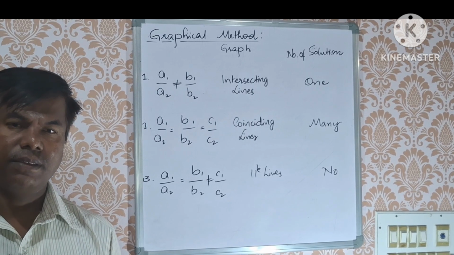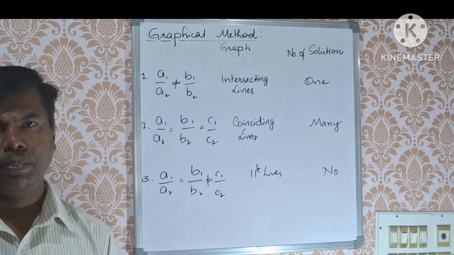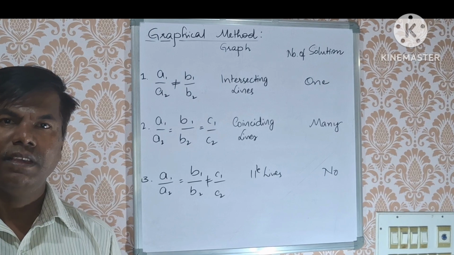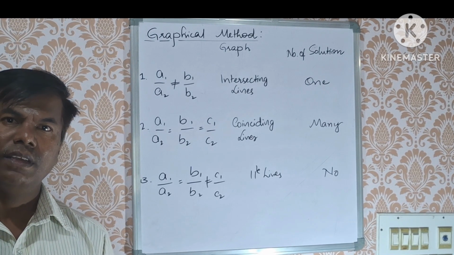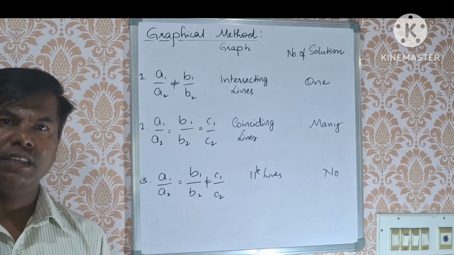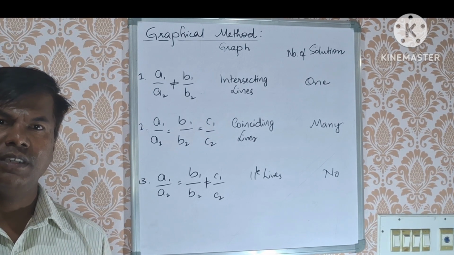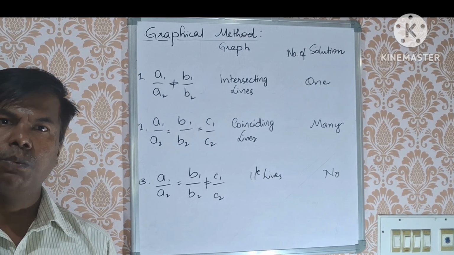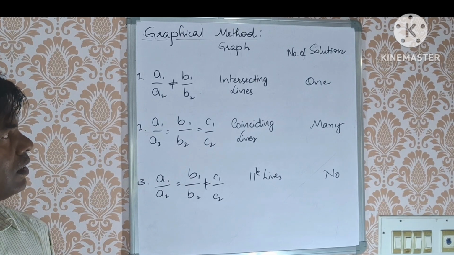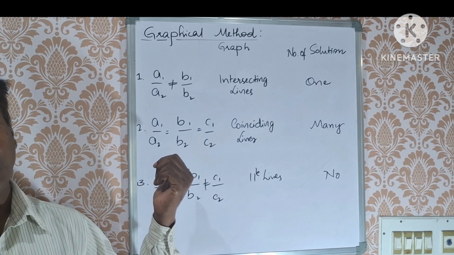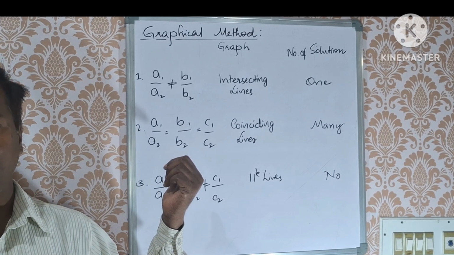Now let us discuss the first method, the graphical method of solving a pair of linear equations. What is the graphical method? Here we draw the graph, and looking at the graph we find the solutions. Before drawing the graph, there are some conditions by which we can know what kind of lines we can obtain. See, in this pair of linear equations, a1x plus b1y plus c1 equals 0 and a2x plus b2y plus c2 equals 0.